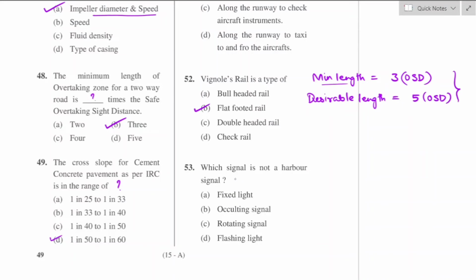Which signal is not a harbor signal? Among the following options, fixed signal, oscillating signal and flashing light are all harbor signals, but rotating signal is not a harbor signal. Option C is the right answer.